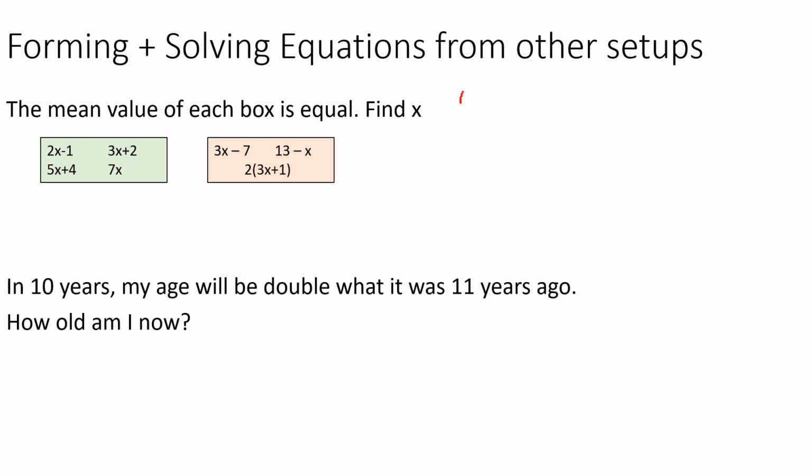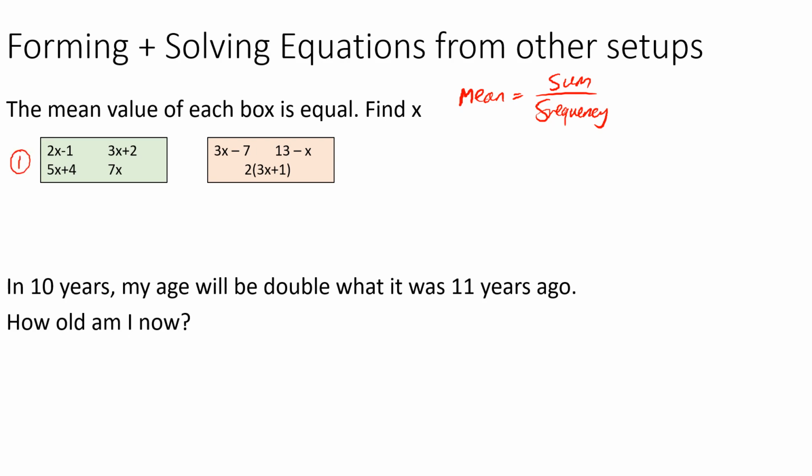Now the mean, as we know, is equal to the total of everything, the sum of everything, divided by how many there were. So divided by the frequency. We did that back in chapter 20 a few weeks ago. So what we need to do is work out what all of these boxes added up to. We're told the mean value of each box is equal. So what does box 1 add up to?